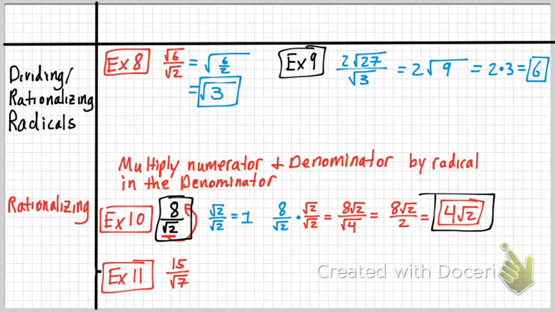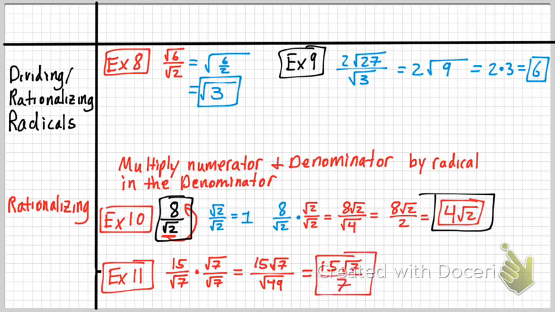Okay, so again, we're just going to multiply by the square root of 7 divided by the square root of 7. So what we get is 15 square root 7, and that's going to be divided by the square root of 7 times the square root of 7, or the square root of 49, but that's just going to be 7. So this is 15 square roots of 7 over 7, and this cannot be simplified any further, and so we're done.